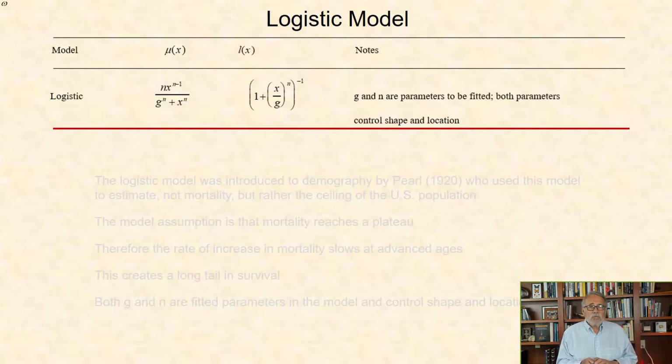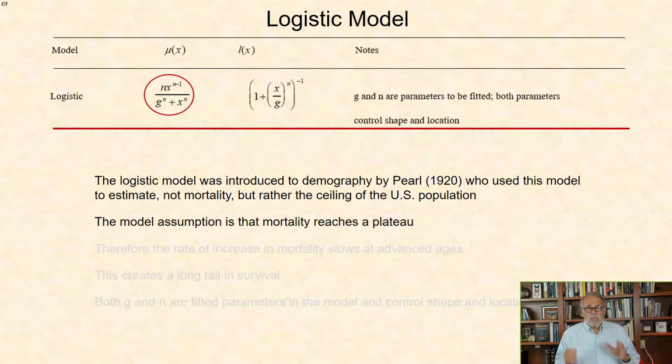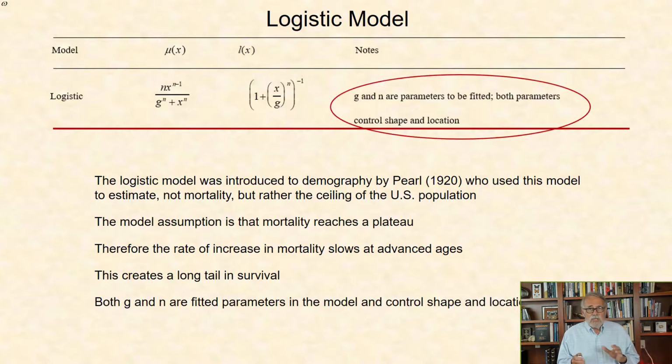A sixth model in this mortality model overview is the Logistic Model. This model was first introduced to demography by Pearl in 1920, who used the model to estimate not mortality, but the ceiling of the U.S. population. This model's assumption is that mortality reaches a plateau. Therefore, the rate of increase in mortality slows at the advanced ages and eventually levels off. This creates a long tail in survival. Both G and N in the parameters in the model control the shape and location.